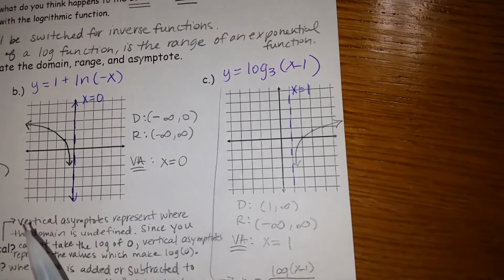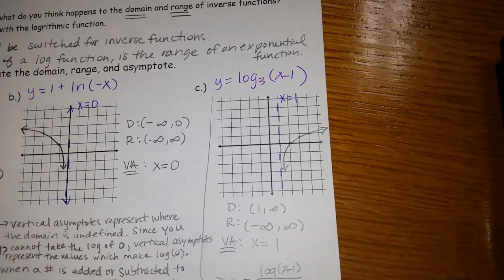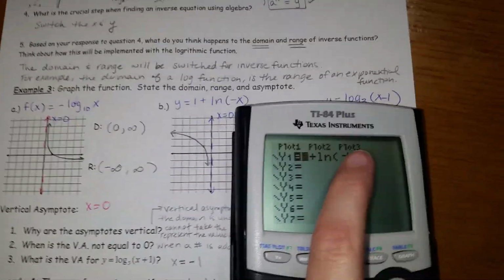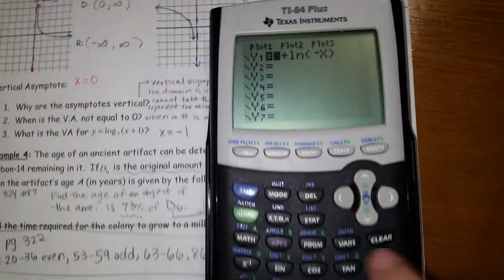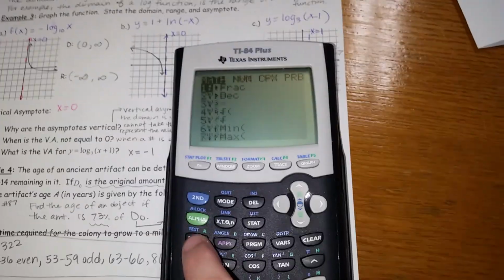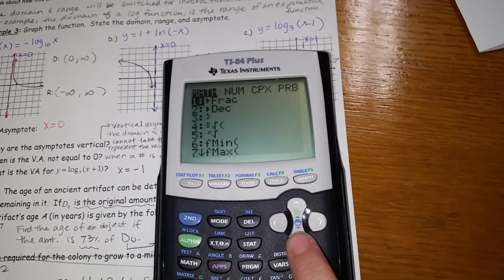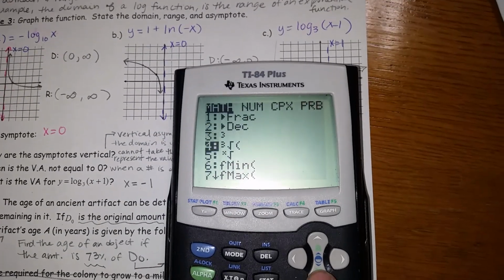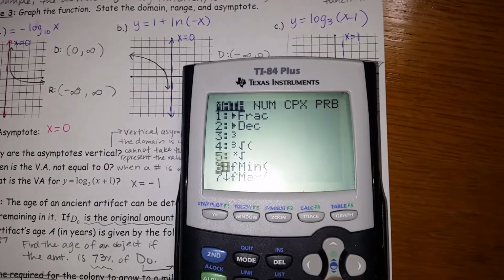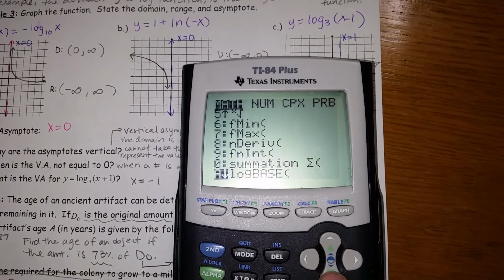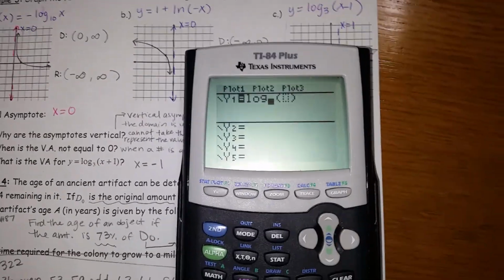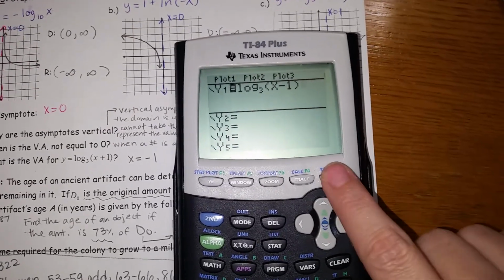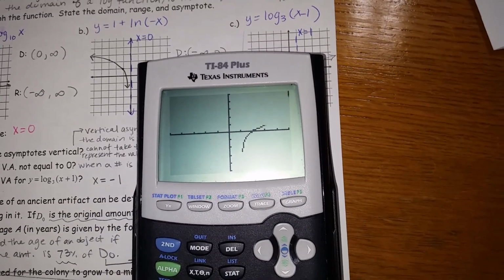Okay, and then for our last one, I want you to try log base 3 of x minus 1. Now, some of your calculators do have a log function where you can change the base. You could go to math, and we'll go down here to log base, and I can do 3, and then I can do x minus 1. Okay, and then life is good, I can graph it.